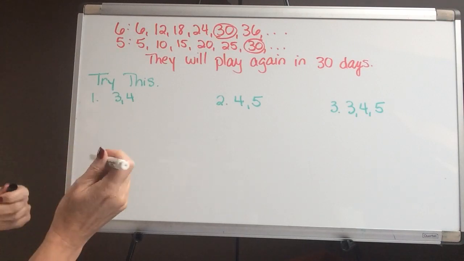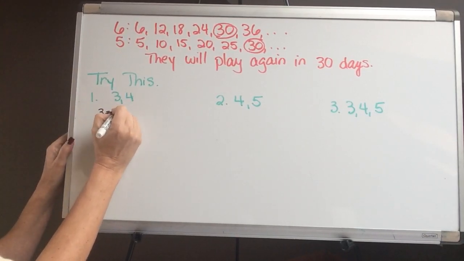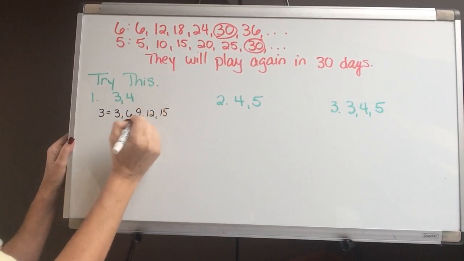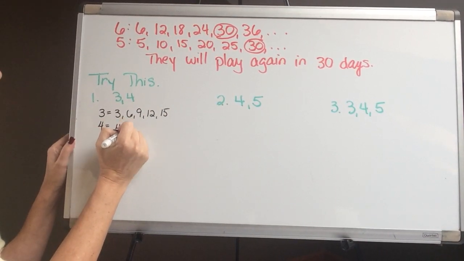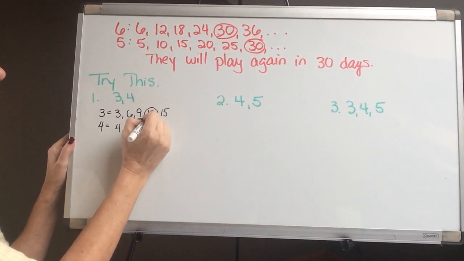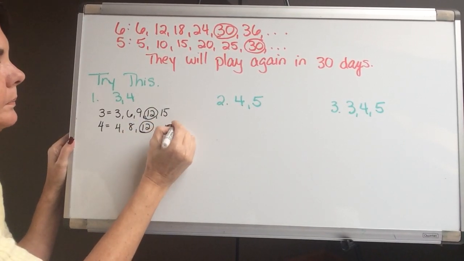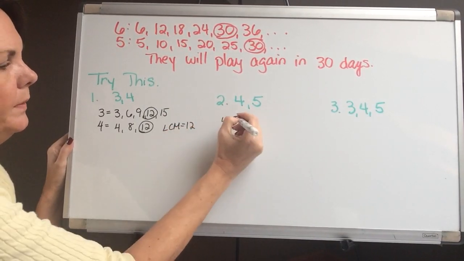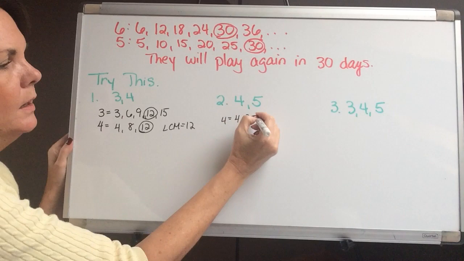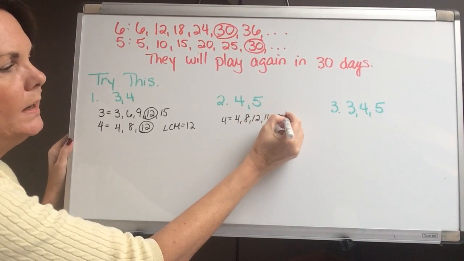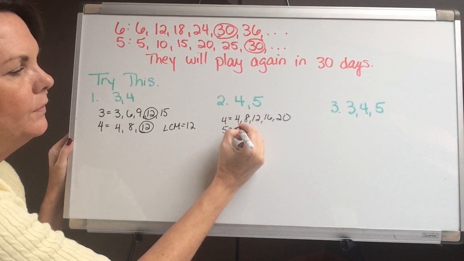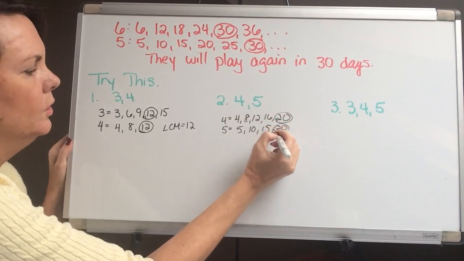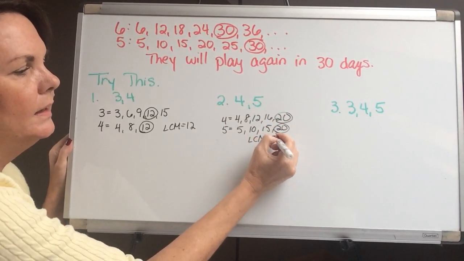So let's try a couple. We have 3 and 4, and we can list out our 3s: 3, 6, 9, 12, 15. We can list out our 4s: 4, 8, 12. And you can see the least common multiple would be 12. If we look at 4 and 5, list out our 4s, well, we've just done that: 4, 8, 12, 16, 20. And then list out your 5s: 5, 10, 15, 20. Your least common multiple here is 20.